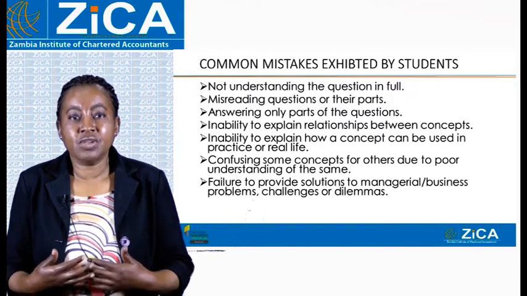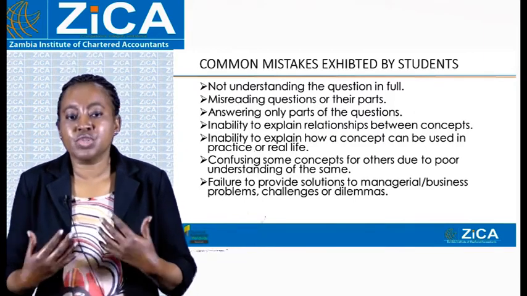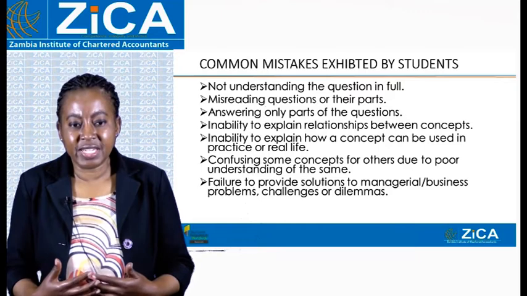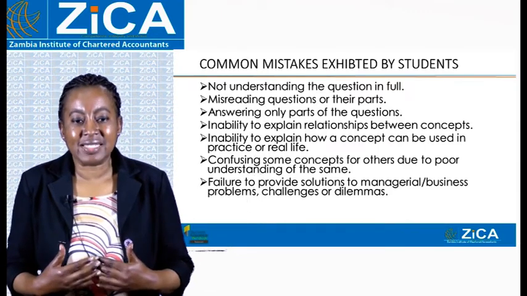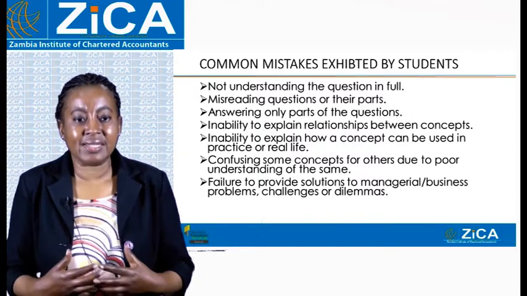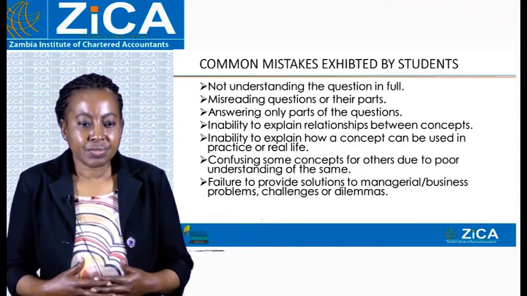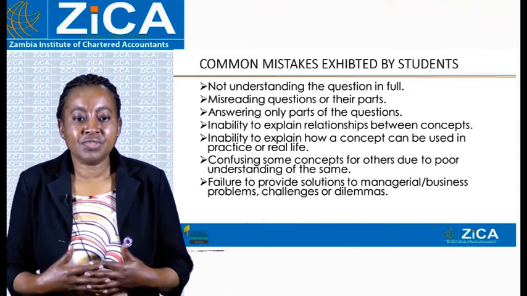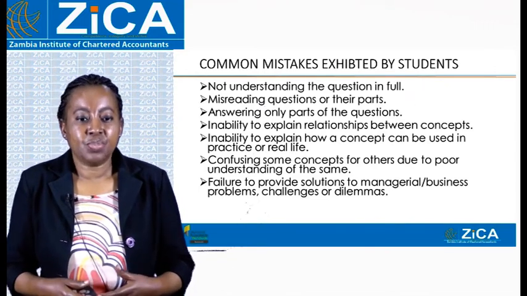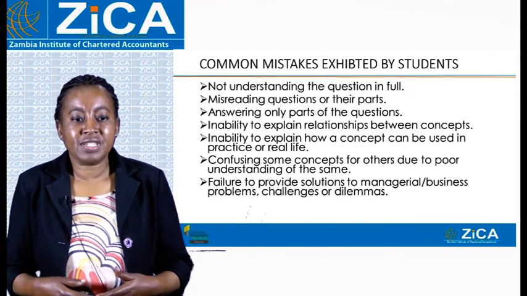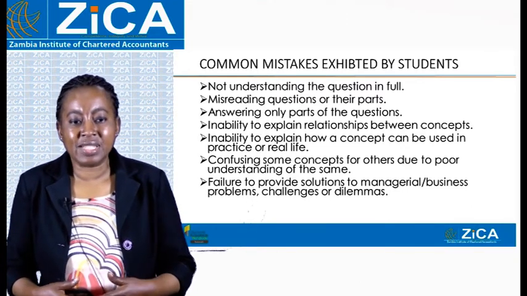So as an employee, what can I do in terms of the safety and security needs? You'd have to look at all those and relate them in terms of practice. How would the manager address all these needs? Another mistake is confusing some concepts for others due to poor understanding of the same, and failure to provide solutions to managerial business problems, challenges, or dilemmas.